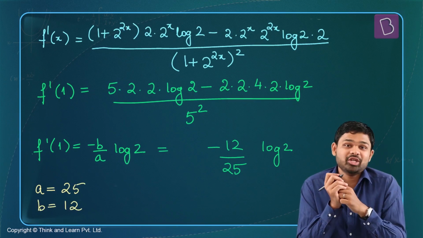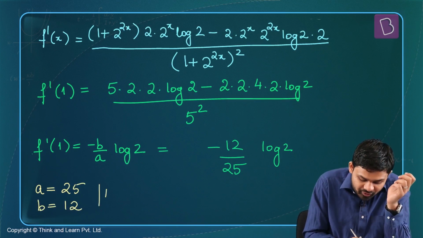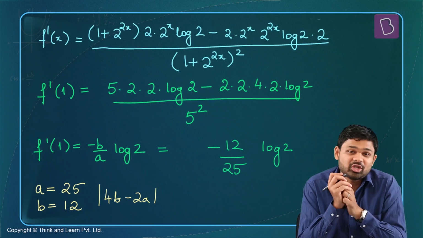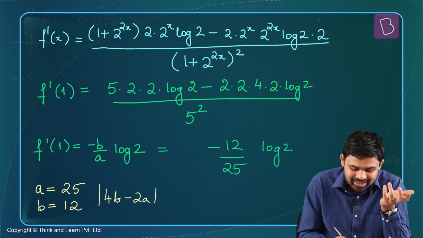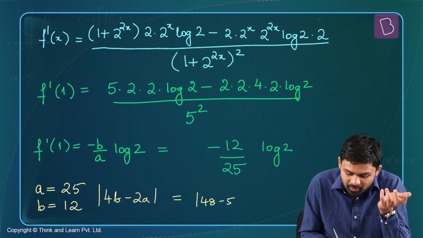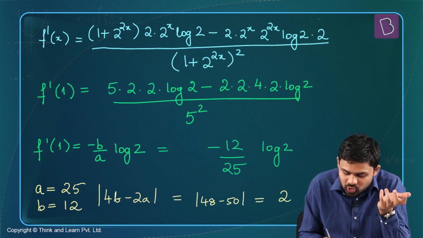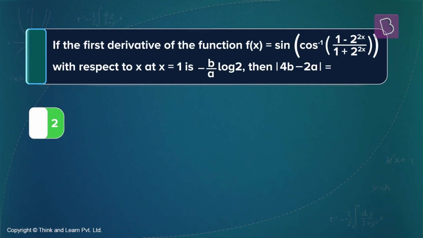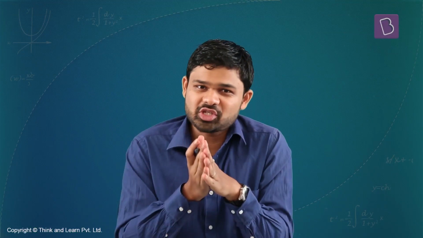The expression whose value we need to find out is mod of 4b minus 2a. 4b is 48, 2a is 50. Mod of minus 2, that's what 48 minus 50 is. Mod of minus 2, that's equal to 2. So the correct answer to this integer type of question is 2. A rather interesting question.